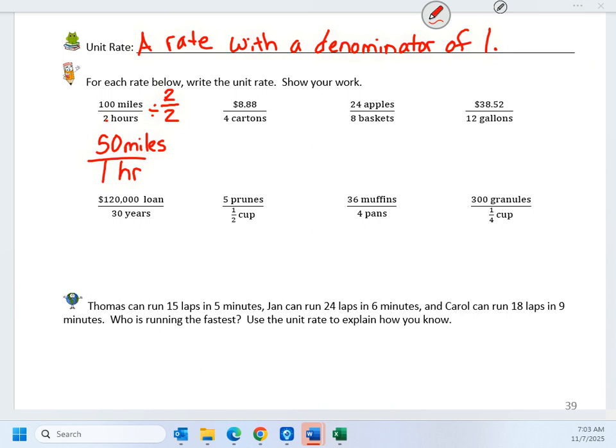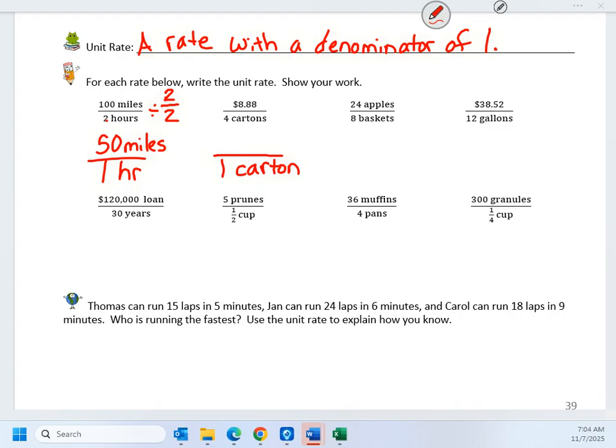So this one's telling me I go 50 miles every hour. Let's look at our next one. It is $8.88 for 4 cartons. I want to know how much it's going to be for the magic number, unit rate, 1 carton. So I always, always, always have to get that 1 on the bottom.